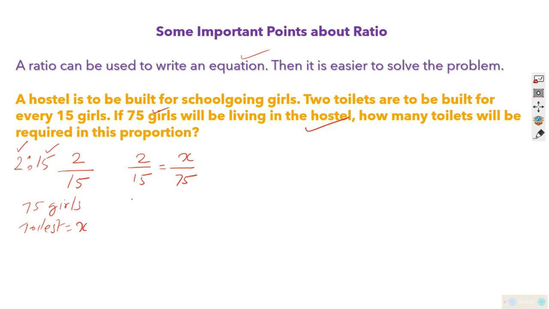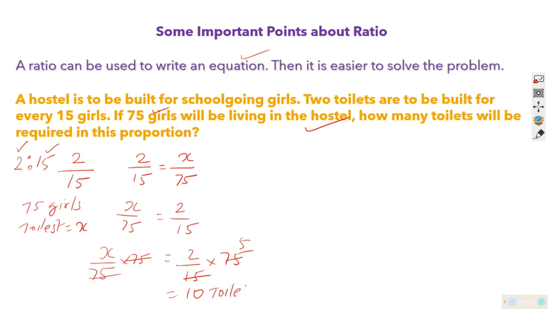How to calculate the value of X? You have studied X upon 75. For convenience, we can just write it like this. And to get only X on the left side, we have to remove the 75, which is the denominator. So what will we do? We will multiply both sides by 75. That is what you learned in the equation chapter. So this will get cancelled. X is equal to, now 15 will go 5 times and there will be 10 toilets required. Understood? 10 toilets will be required for 75 girls.